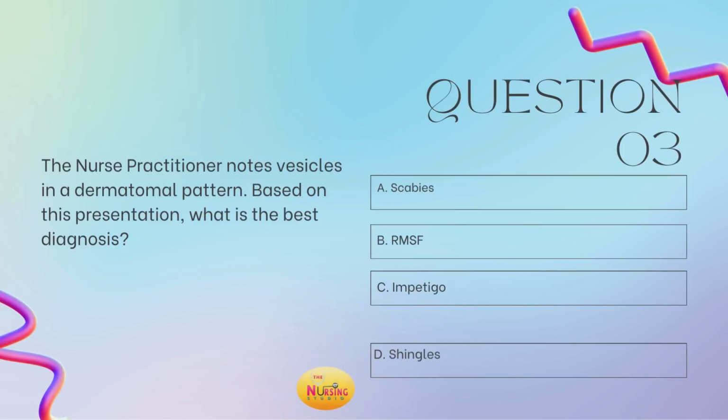All right, and question number three. The nurse practitioner notes vesicles in a dermatomal pattern. Based on this presentation, what is the best diagnosis? Is it A, scabies, B, Rocky Mountain spotted fever, C, impetigo, or D, shingles? Take a moment and tell me what you got.